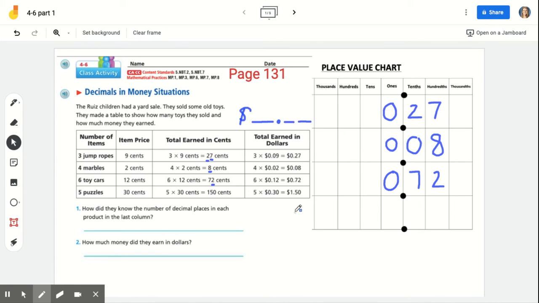And then lastly, the big ticket item, they sold 5 puzzles, and each of the puzzles sold for 30 cents each. 5 times 30, well, we know with our past lessons, when we multiply a digit that ends in a 0, we can ignore it. So 5 times 3 gives us 15, and then add that 0 in. 15 plus 0 gives us 150 cents.